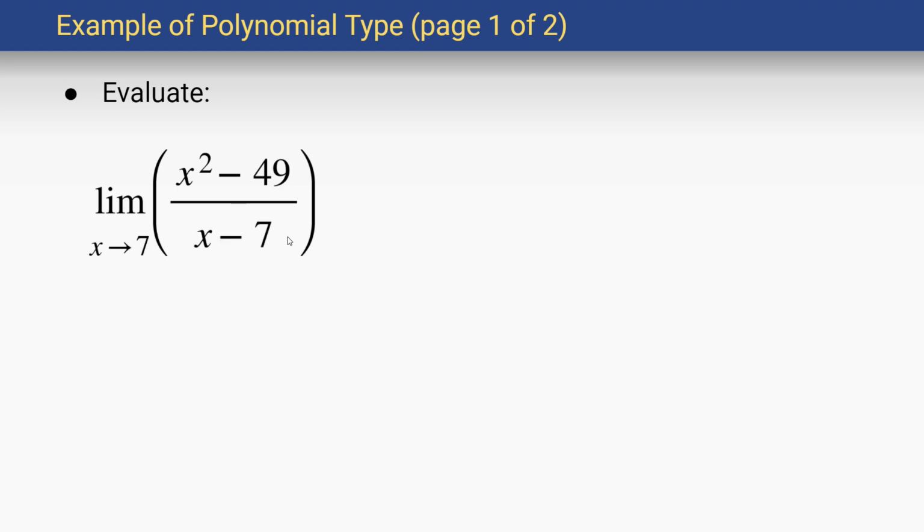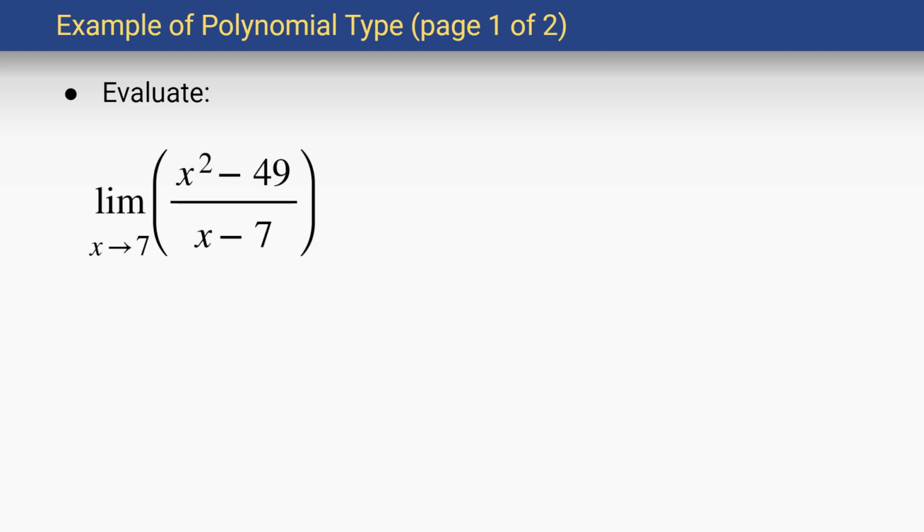First thing to do would be to recognize this as the polynomial type, because you see a polynomial in the numerator and you see a polynomial in the denominator, polynomial type. You also see that x is approaching 7, which would make both the denominator and the numerator equal to 0, which tells you that maybe we're looking at a removable discontinuity. And so we'll try our procedure here.